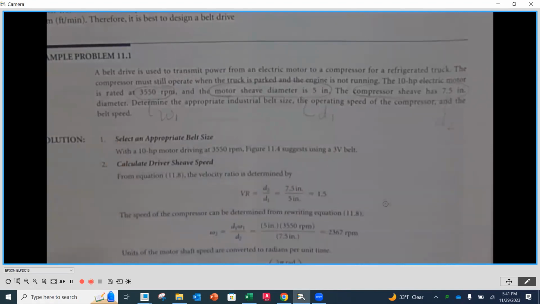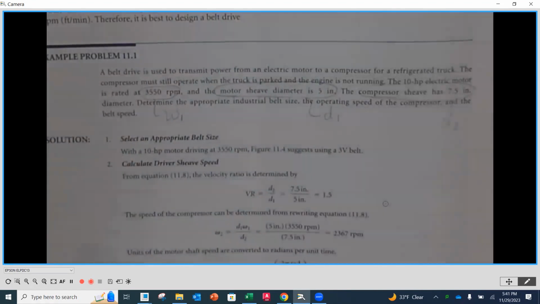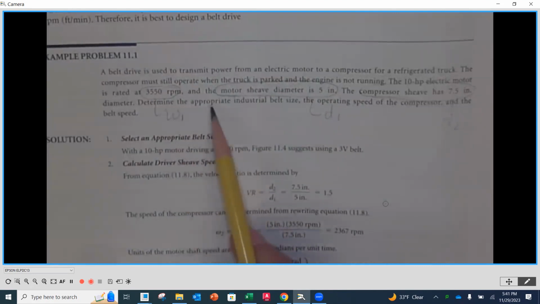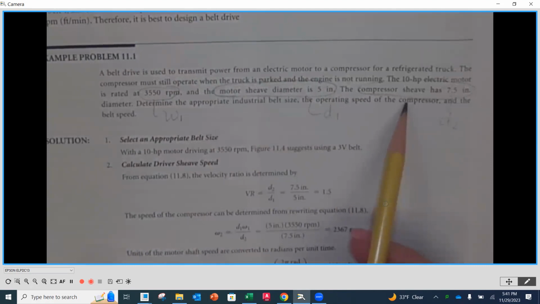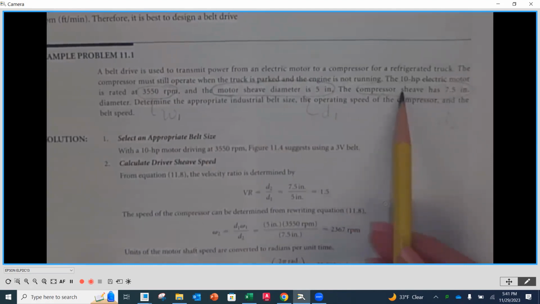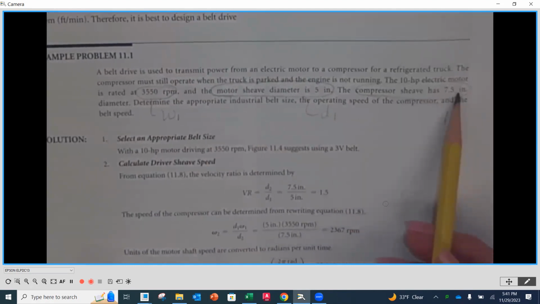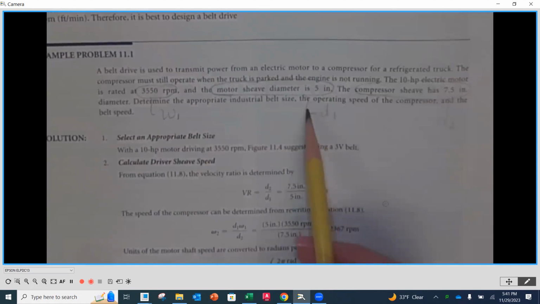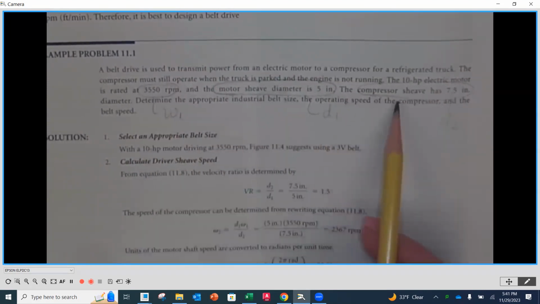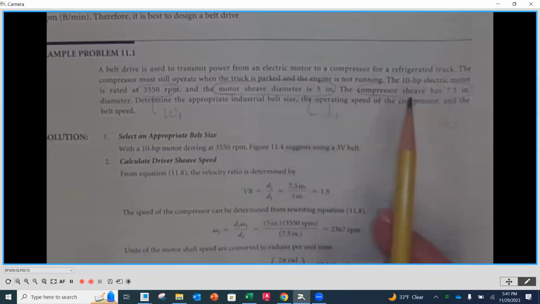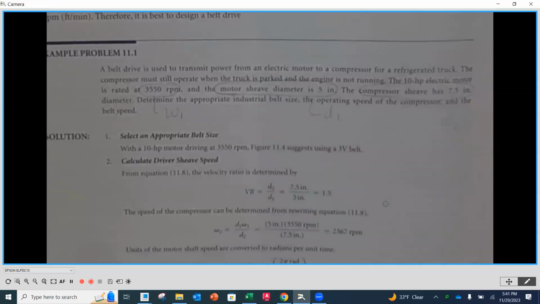Okay. All right. So what we want to know is the operating speed of the compressor. The compressor sheave is the 7.5 inch diameter, and the motor sheave is the 5 inch diameter. If we know the motor is going at 3550, we want to find out W2 based on the ratio of the 2 diameters.